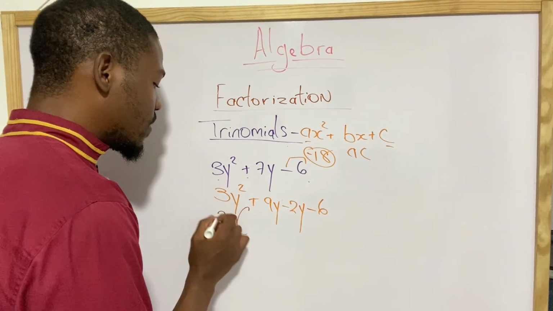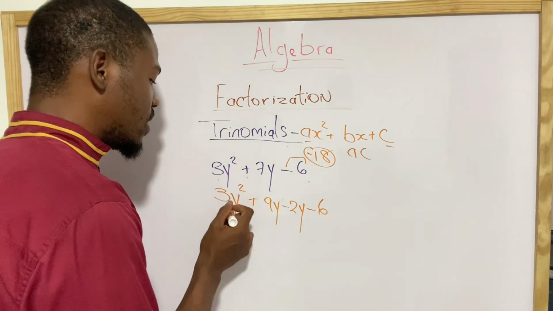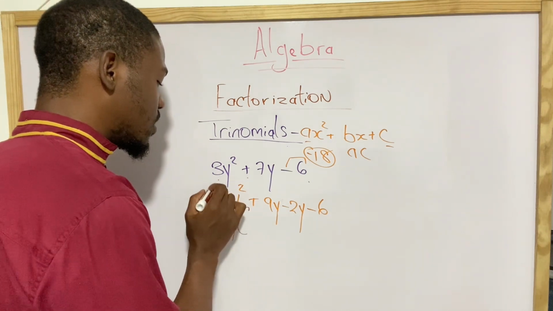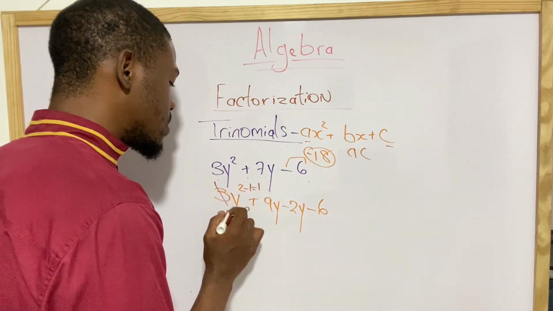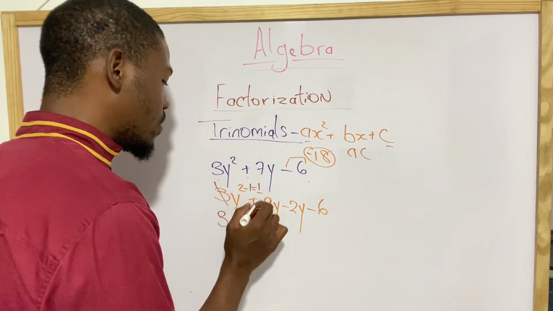So in dividing 3 into 3y and 3y squared, the 3 is going to cancel out this 3. This y is going to subtract 1 from this, which gives us 1. So all I'm left with is just y to the power of 1.